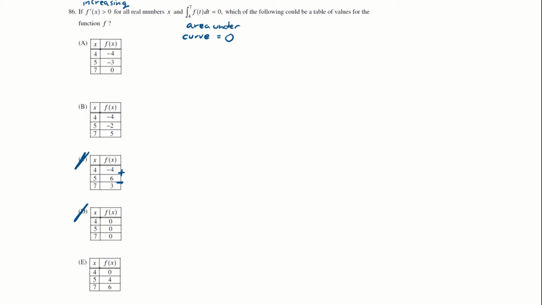So even though the integral of that would be 0, it would not be increasing, so it fails the first condition. E is also increasing. Okay, so we're down to A, B, and E. Now we have to focus on the fact that the area under the curve has to equal 0.